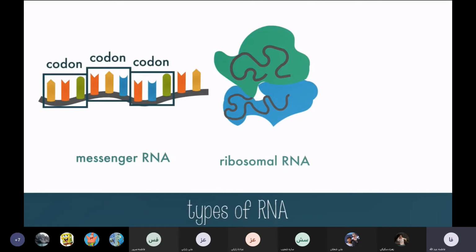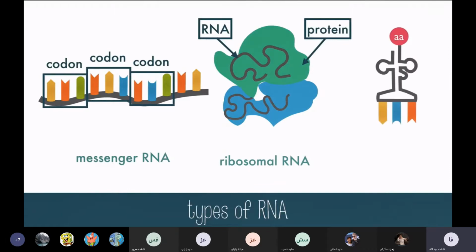Now, the ribosomes are made of protein and RNA, and the ribosomes are the protein-making machines that read the mRNA code and add the correct amino acid using tRNA. Remember, tRNA stands for transfer RNA, and that's because its purpose is to transfer the right amino acid to the ribosome to build the protein. The tRNA has an anticodon on one end, which will match a specific codon on the mRNA, and has a specific amino acid on the other end. Together, these 3 parts will make translation happen.